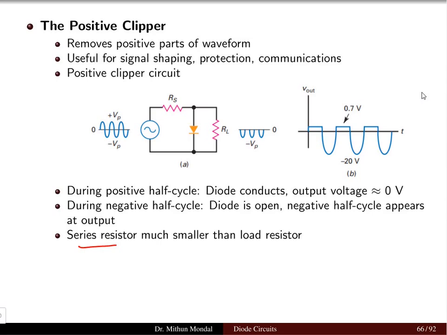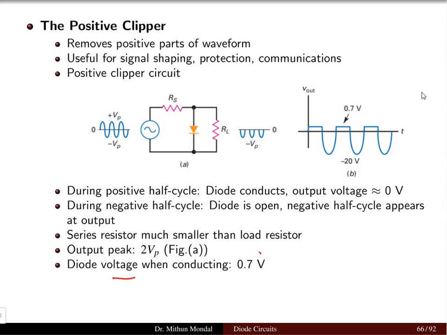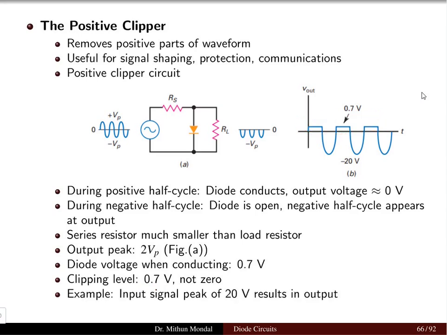There is a small series resistor connected, smaller than the load resistor in the circuit. The output peak for this circuit is basically 2 times the secondary voltage peak. The diode will be conducting with a forward voltage of 0.7 volt, and the clipping level will be 0.7 volt and not 0. This small voltage is because of the forward voltage drop. If you take the example of 20 volt as the input signal peak, here we get minus 20 volt in the negative half cycle.